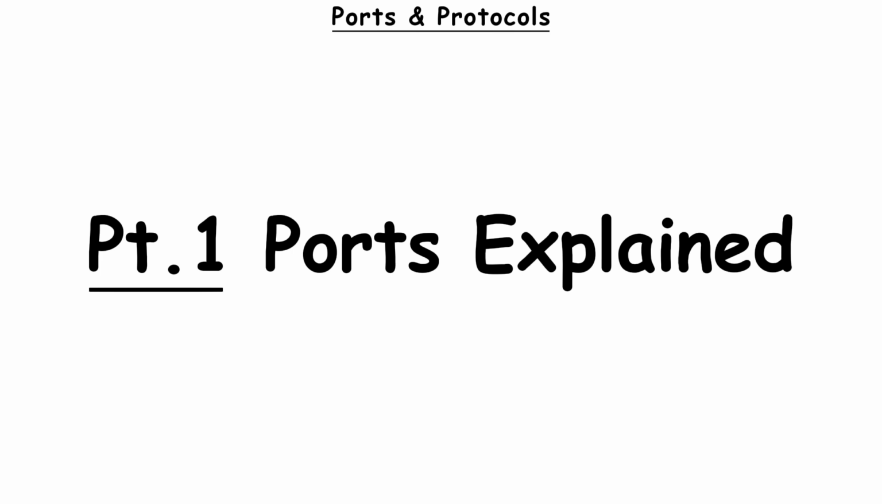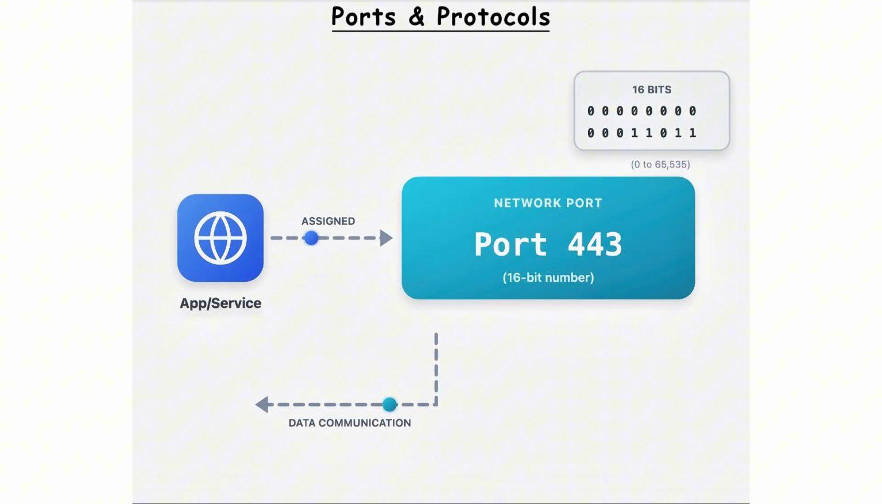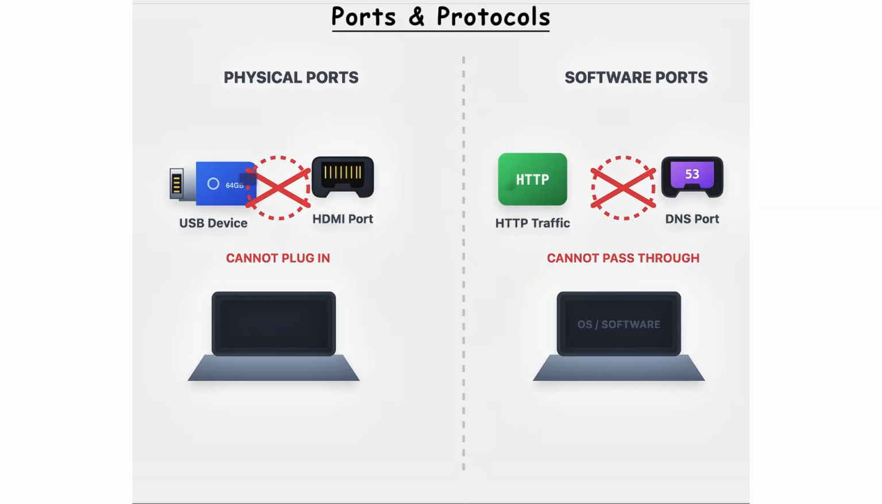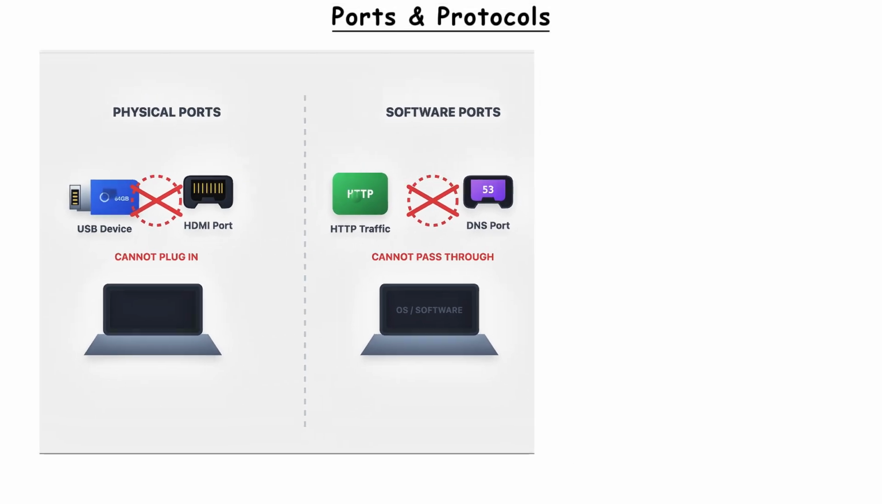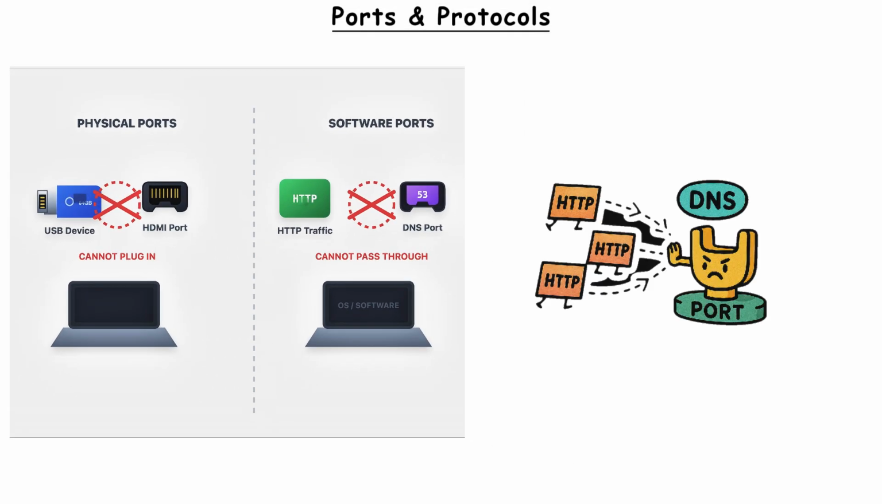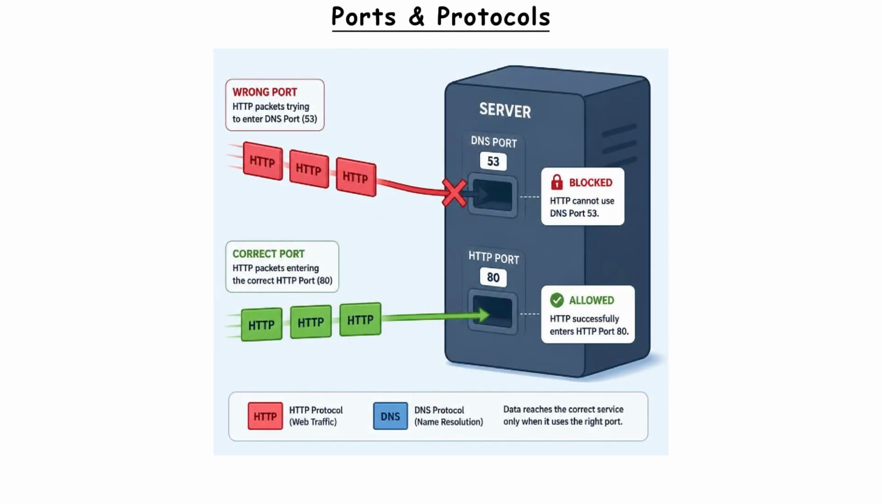So a port in networking is basically a 16-bit number that is assigned to applications and services on the network for the purposes of data communication. Ports here are not the physical USB Type-C or HDMI ports we know, but they basically serve the same purpose. Just as we can't plug a USB device into an HDMI port, in the same way HTTP traffic cannot go through a DNS port. So they serve as communication endpoints and direct data to the correct applications and services on the network.